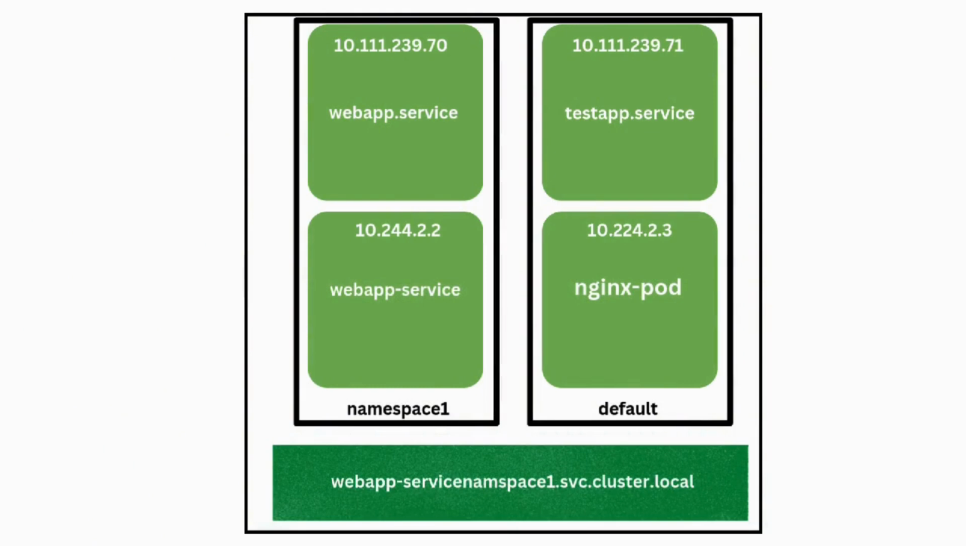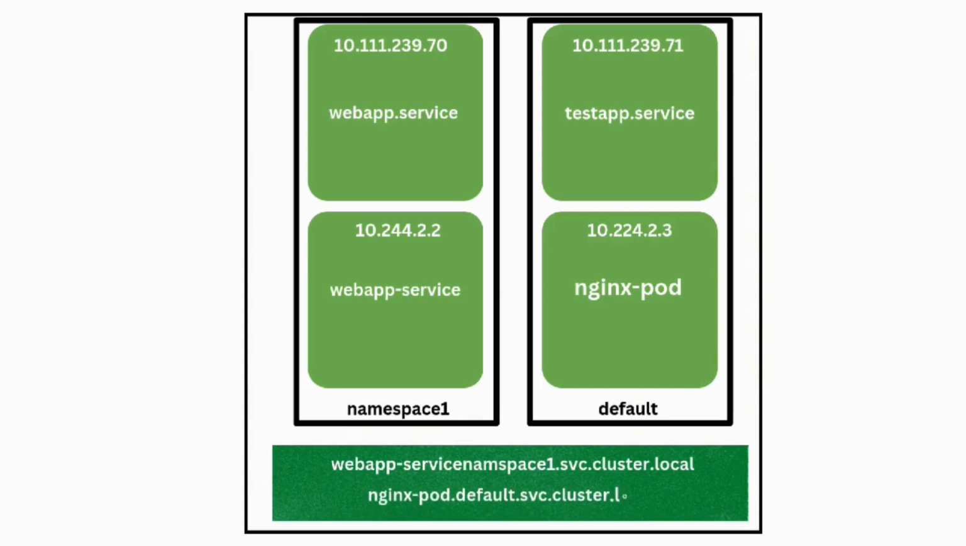pods. By default, each pod gets a DNS entry based on the name and namespace, with the format podname.namespace.svc.cluster.local. For example, if you had a pod named nginx-pod in the default namespace, its DNS name would be nginx-pod.default.svc.cluster.local. When one pod wants to communicate with another, it simply performs a DNS query for the target pod's DNS name, and then Kubernetes resolves it internally, routing the traffic through the appropriate service or directly to the pod, depending on how the request is structured.